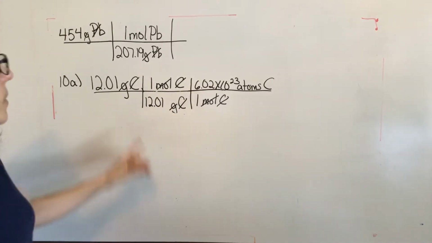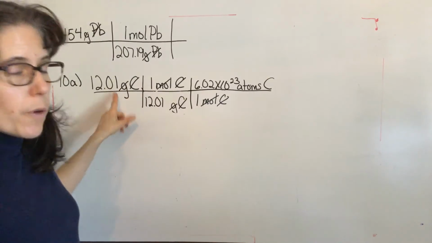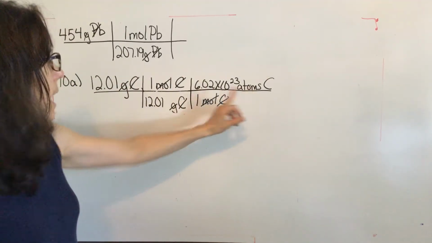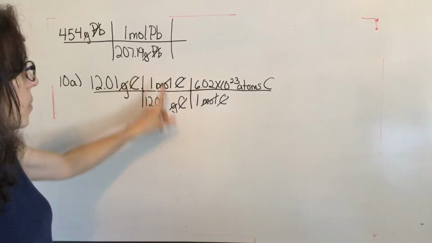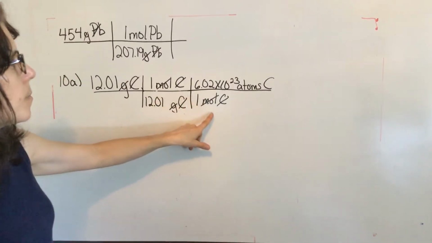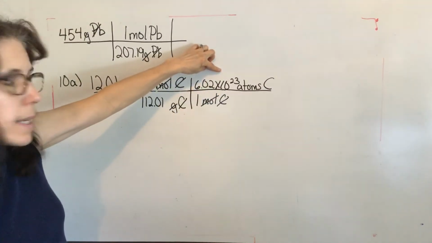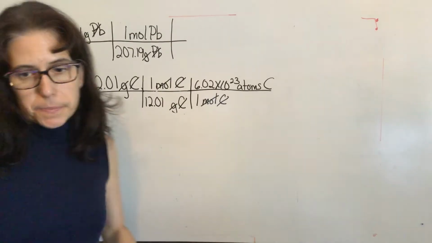All right, so we had to ask ourselves, how can I get from grams to atoms? I needed to first go from grams to moles, periodic table, from moles to quantity of atoms, Avogadro's number.